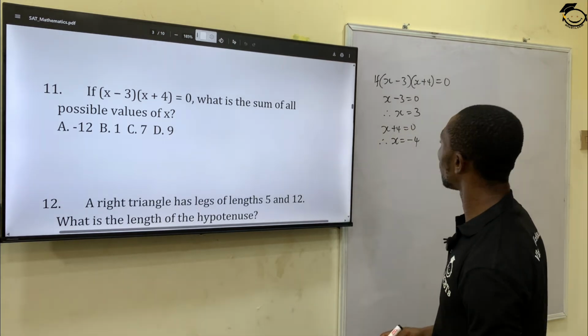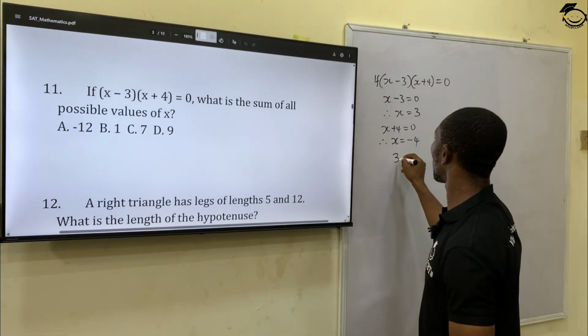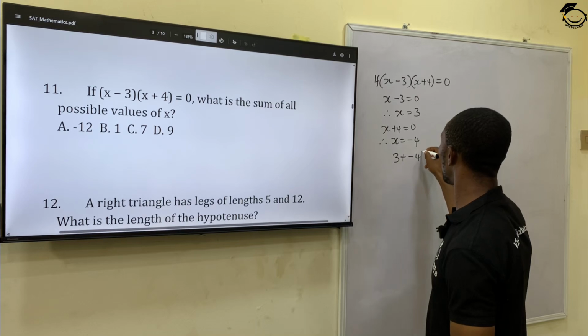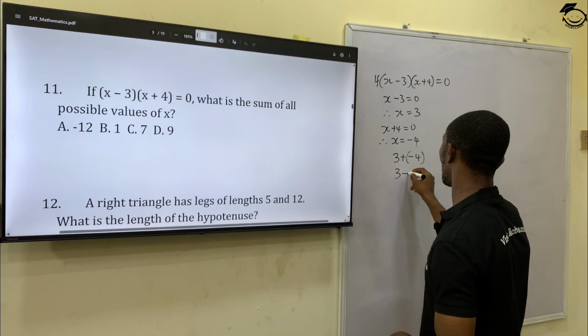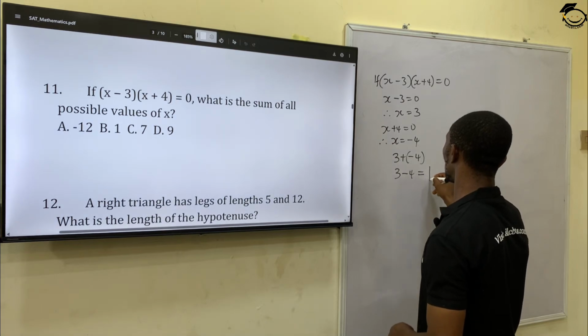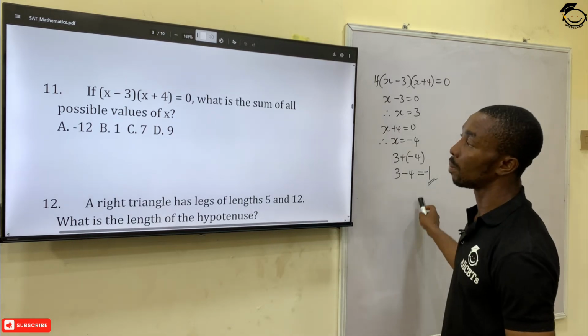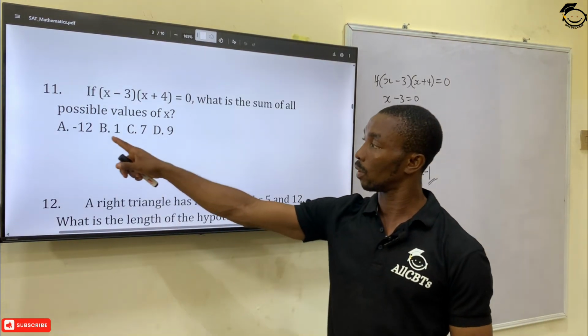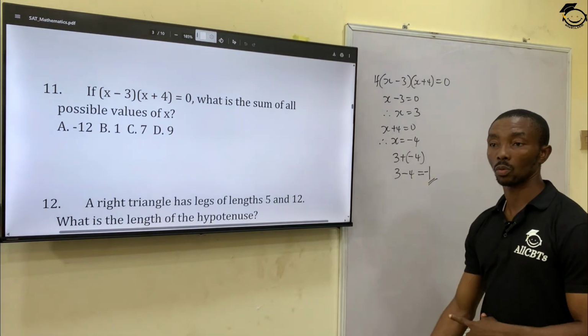All right, so the sum of all possible values of x will become 3 plus minus 4. Minus times plus will give us minus, which gives us 3 minus 4, which will give us minus 1. So our answer would be minus 1, but there was a typo error here. So our answer would be minus 1.